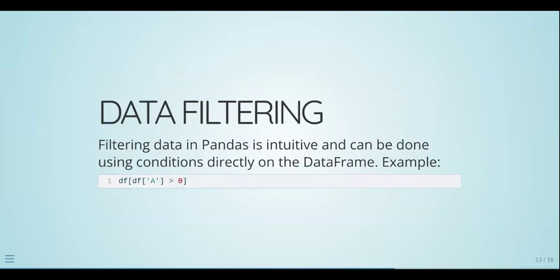And then data filtering. Filtering data can be done by passing in, so you have your square brackets and then you pass in. So this particular code here is showing that we need all the data in column A that's greater than 0. So anything that's 0 or below, we don't need it. So anything greater than 0 is going to be kept. It's going to leave out the rest of the data and give you only the things above 0.